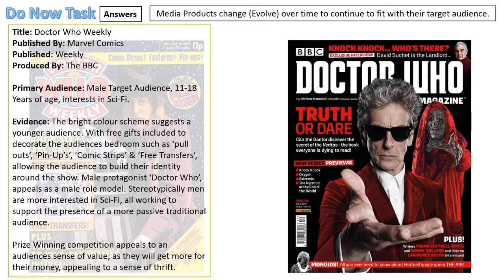There's also a prize-winning competition, which appeals to an audience's sense of value. So they're not just purchasing the magazine; they're also having the chance to win merchandise.